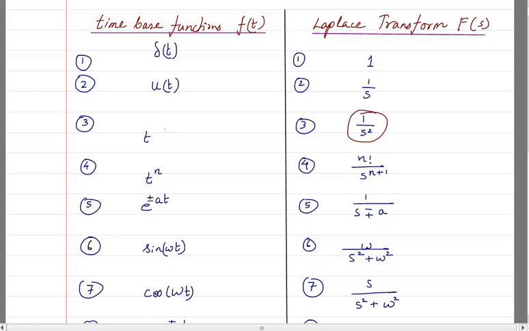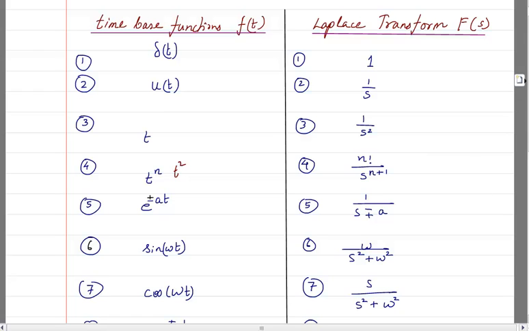Remember this, I have already said all the time that there will be u of t with all of these functions. Please don't forget that. You have to remember that. So if it is s square, it is t. And if it is s cube, then obviously this one will be t square, correct?